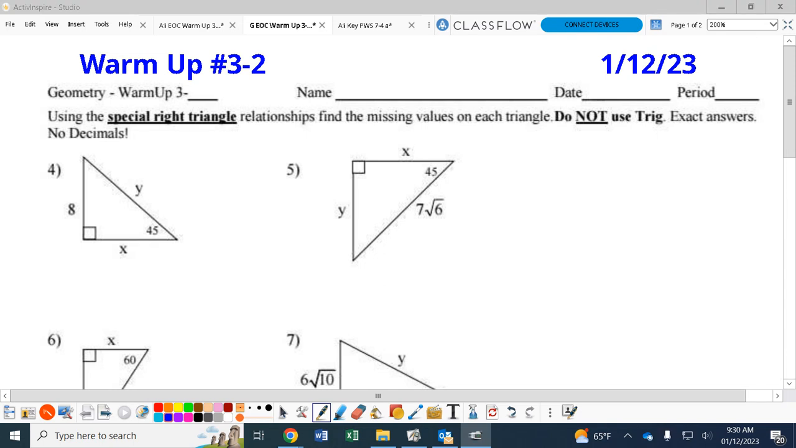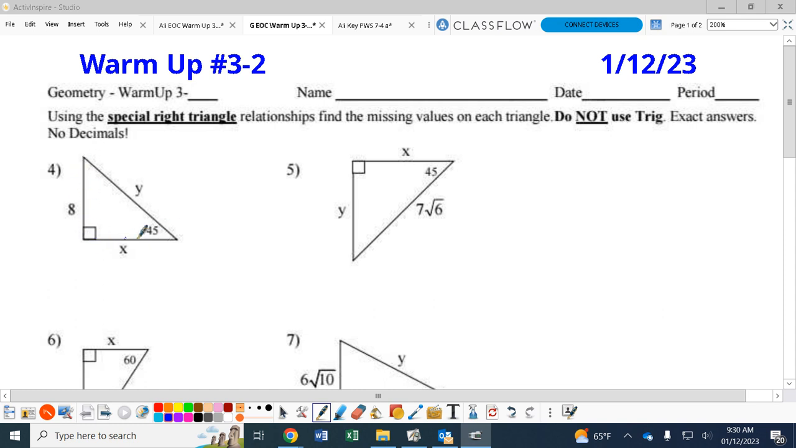For our warm-up today, again, we're going to be going over the special right triangle rules, just making sure we keep up with those because we got a quiz next Friday and then a test the next week right after that. To make sure that y'all got these down, what's true about the legs in a 45-45-90?